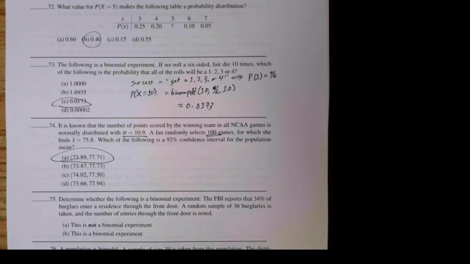Is there a fixed number of trials? There is. A trial here should be thought of as examining the records for one burglary and determining whether or not the burglar came in through the front door. So yes, we have 36 trials because we're going to look at the records for 36 burglaries. Are they independent? Well, we have every reason to think they are, since the sample was chosen randomly.